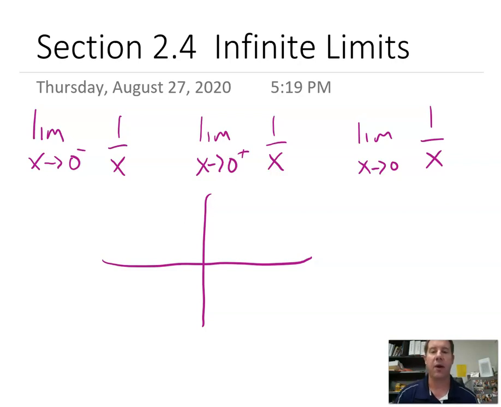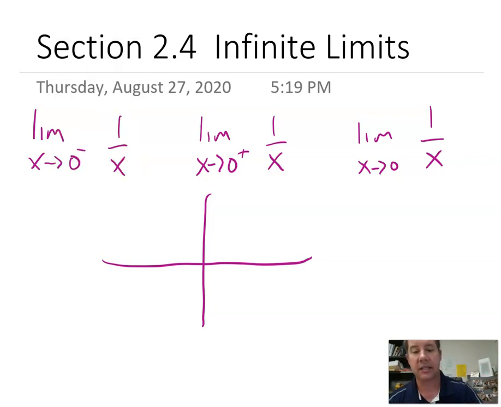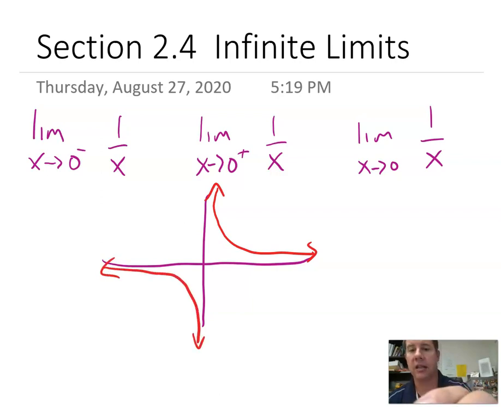Hopefully we all remember what the graph of 1 over x looks like. If not, it looks something like this. On this side, it's going up and down in that quadrant, and on this side, it's going along this quadrant. In the middle, there's a vertical asymptote, and a horizontal asymptote right there. That's what the graph of 1 over x looks like, just quickly sketched.